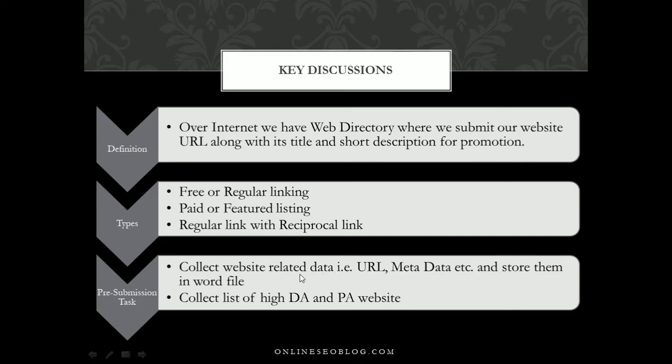This is your website-related data: its URL, and metadata consisting of a description, its title and meta keywords as well, and store them in a Word file. Collect a list of high DA PA websites. High DA PA websites are the web directory websites, okay.